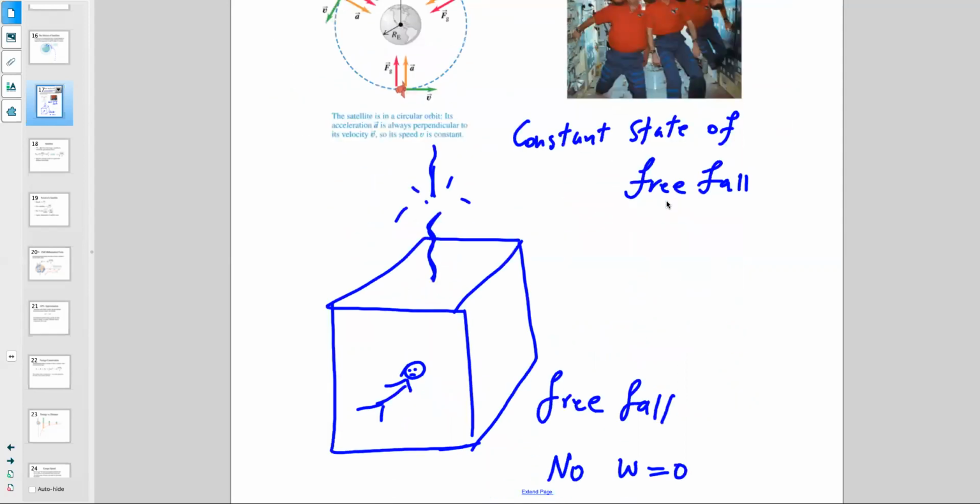If you don't remember what free fall is, go and watch the videos on chapters 4 to 5. This is just an example: if the cable of an elevator is cut, then you inside the elevator are in free fall, and you do not feel any weight because you're in free fall.